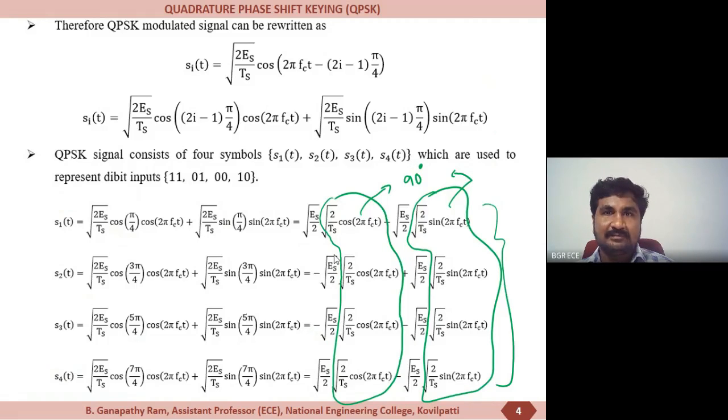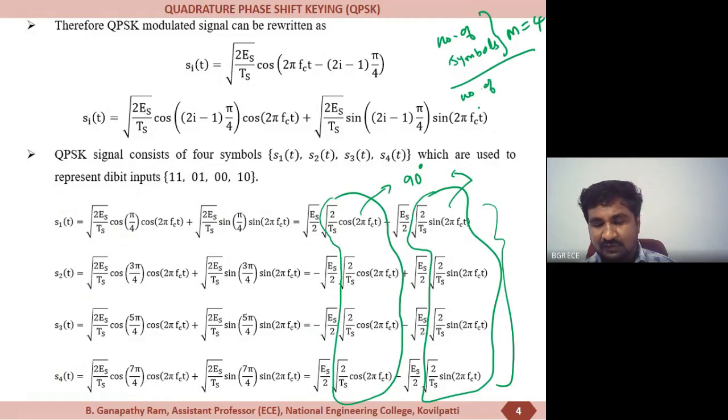Hence, these 4 symbols, that is, the number of symbols M is equal to 4, then the number of dimensions required to represent these 4 symbols in the signal space is 2. Always N should be less than M. So we can consider 2 orthonormal basis functions from these 4 set of symbols.